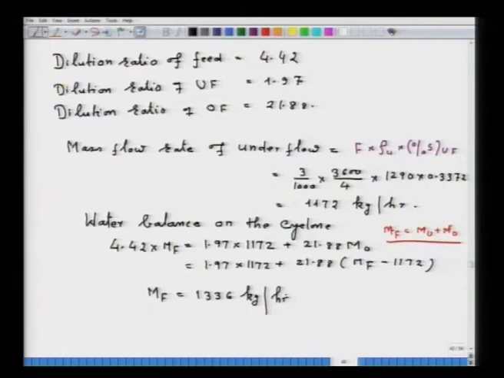Now, problem 4 is very simple, so I will skip it and leave it to you to solve this particular problem. It is simply a mass balance to find out the various unknowns. Now, let me take problem number 5.